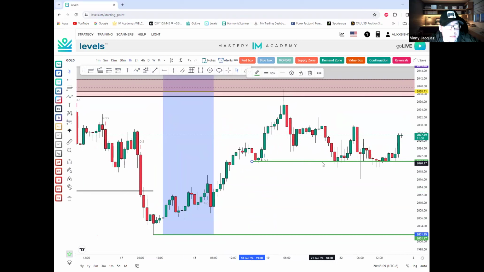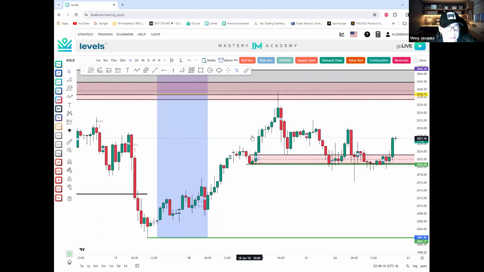A partial area. Why? Because we have a starting point. Look, guys, as soon as it touches, if you didn't partial out, you gave some money back. Even though it touches, guys, it doesn't have to break through in order to take partials or go past it. It's a starting point. It could touch and reject, and then you win nothing.